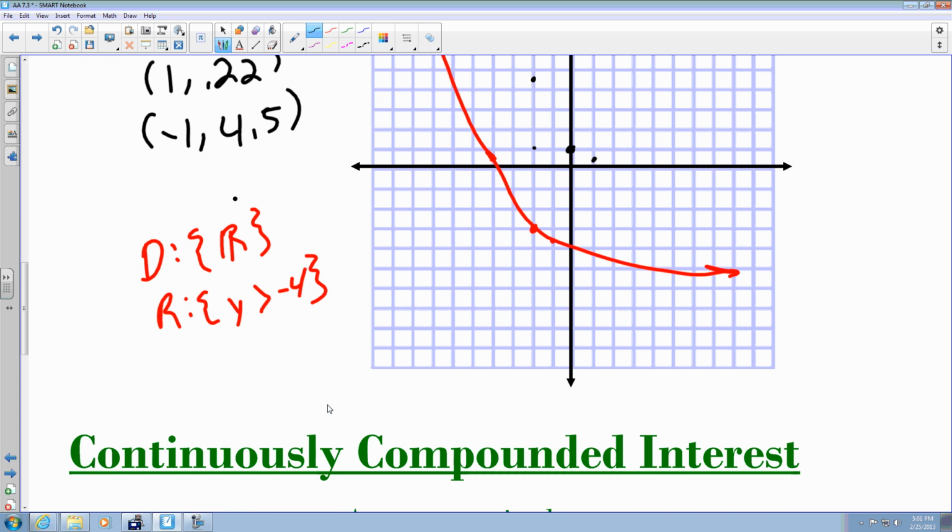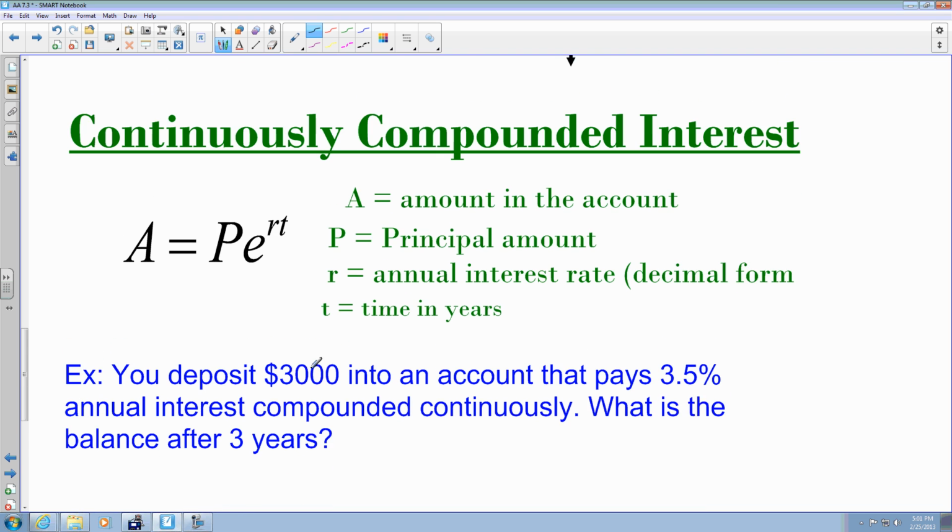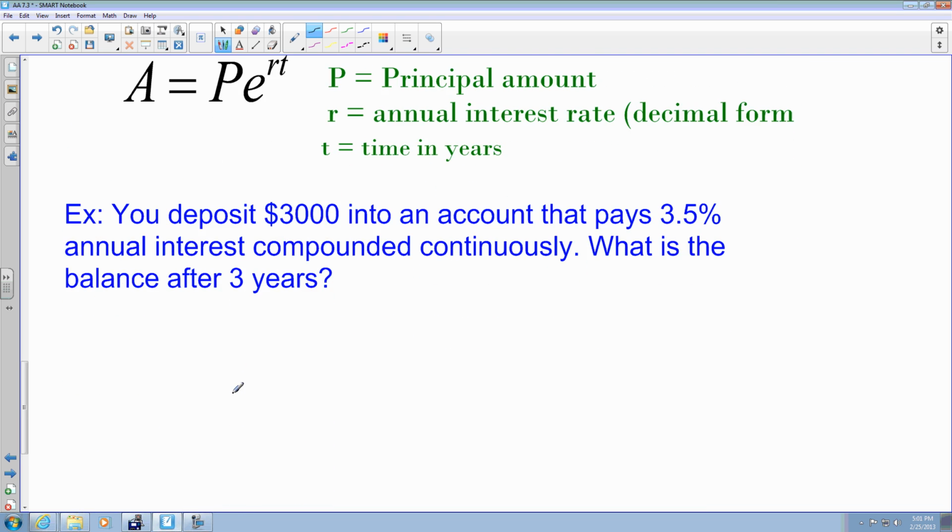So lastly, we have a formula that's called continually compounded interest, where the formula is A equals P times e to the r times t, where P is our principal amount, r is our annual interest rate, and t is time in years. So for example, if I deposited $3,000 into an account that pays 3.5% annual interest compounded continually, what is the balance after 3 years?